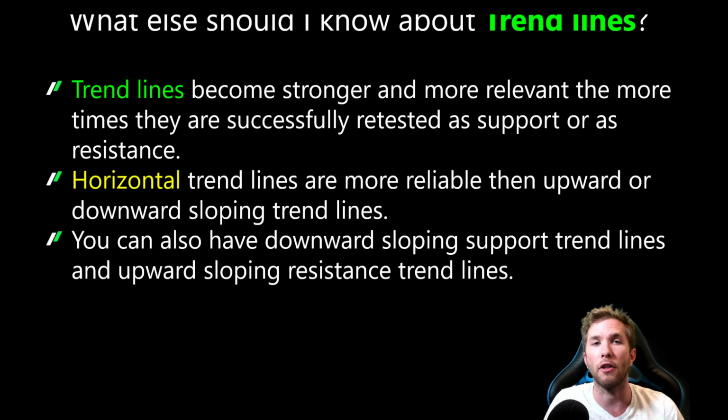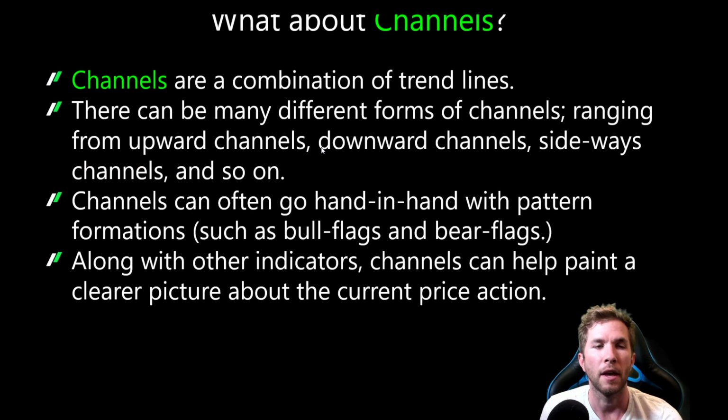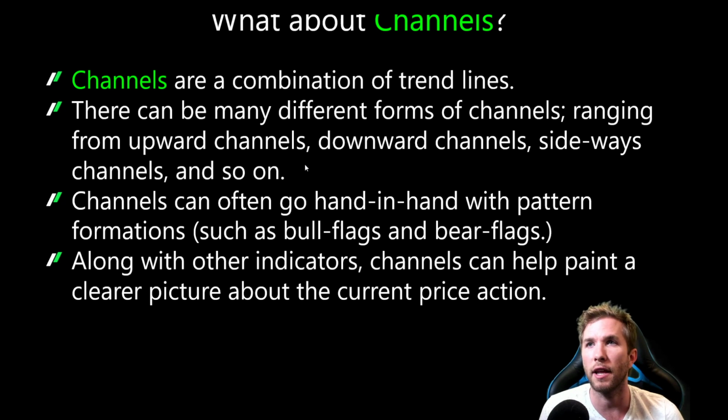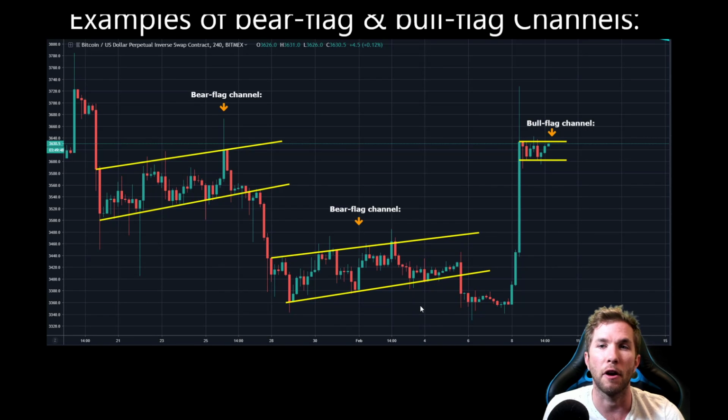But then you can look at other slopes, and we'll talk about that when we go over all the live examples. So what are trend channels? Channels are essentially a combination of trend lines. There can be many different forms of channels, ranging from upwards, downwards, sideways channels, and so on. So channels can often go hand in hand with pattern formation, such as bull flags and bear flags. Along with other indicators, channels can help paint a clearer picture about the current price action.